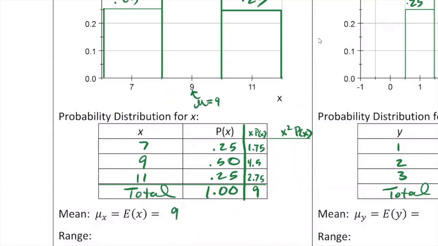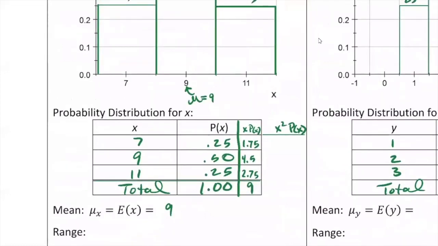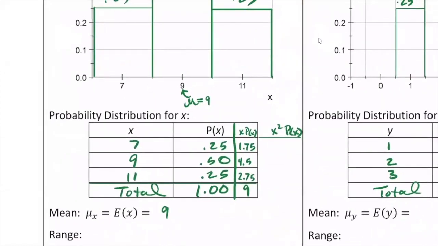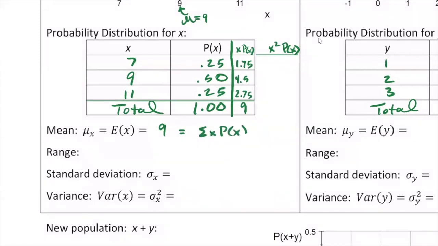Okay, so we can put that down below here. And let's do the standard deviation and the variance real quick. So for the standard deviation, and maybe over to the side, I'll remind you of the formulas. The mean is the sum of x times p of x. Standard deviation is a little messier. Square root of the sum of x squared p of x minus the mean squared.